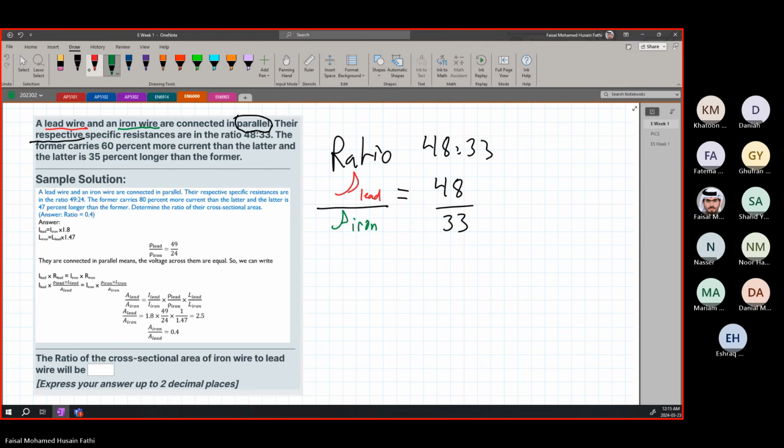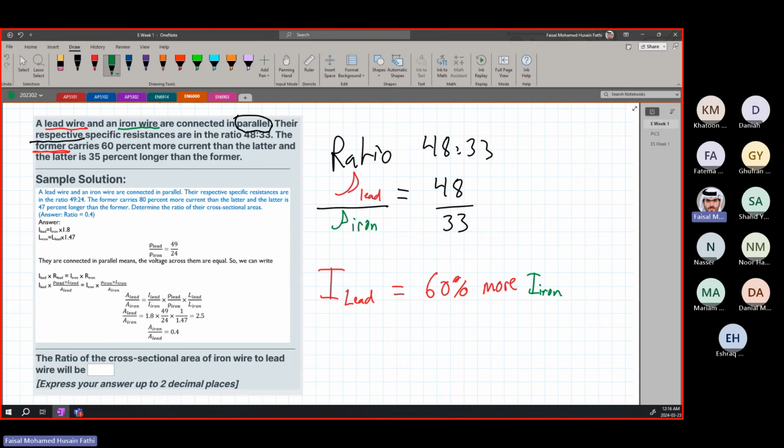The former carries 60% more current. The former, what do they mean by the former? The one before it. So what was the first one? The lead wire. So the former has to do with lead. So it says the former carries more current. So what is current? Current is I. So the I of lead carries 60% more than the current of the latter, which is the iron wire. So I of iron. All right? More than the I of iron.